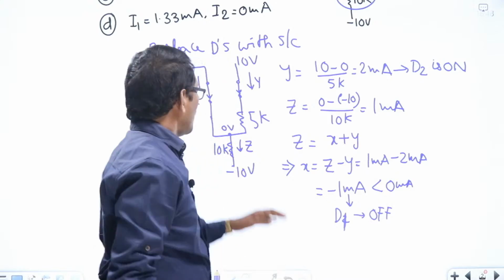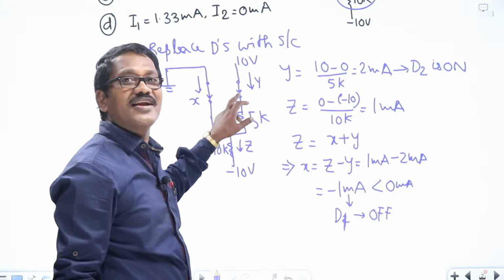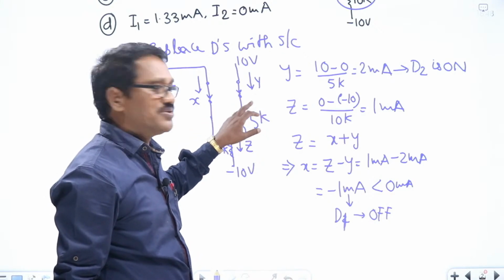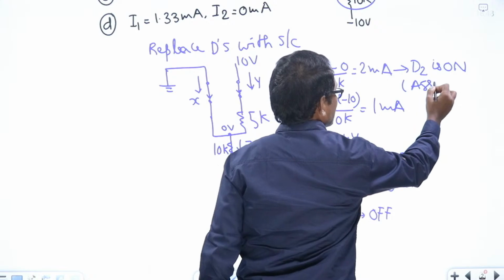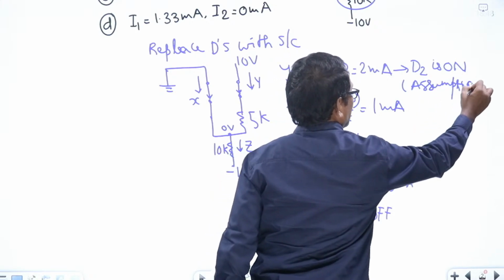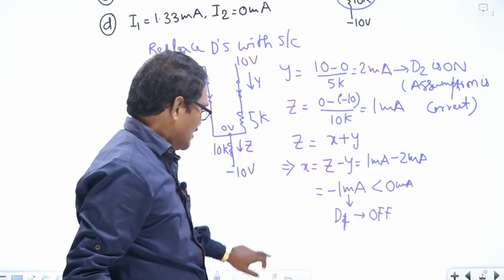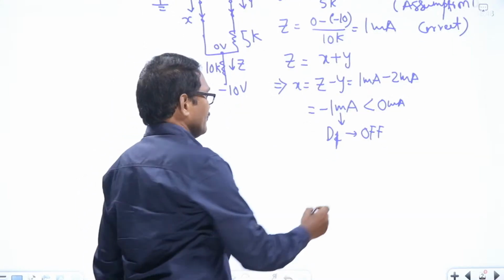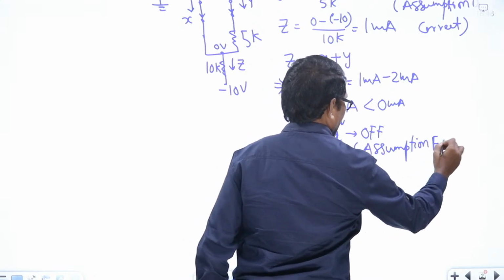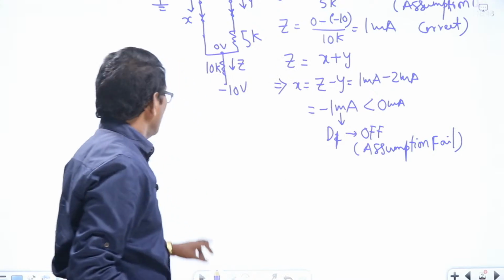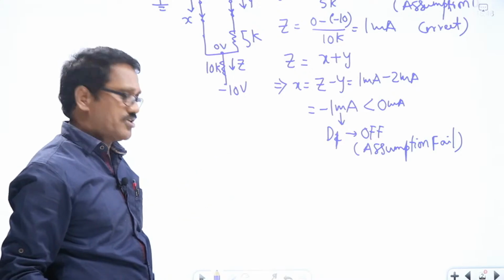In this case, what we have assumed, both the diodes are replaced by short circuit, means we have assumed that both the diodes are in on state. We understood this, right? Whereas in this case, D2 is on, that means the assumption is correct for D2. Whereas in the case of D1, the assumption fails. So therefore, now D1 must be replaced by open circuit, and D2 must be replaced by short circuit.